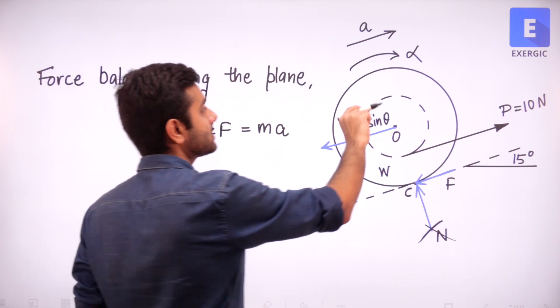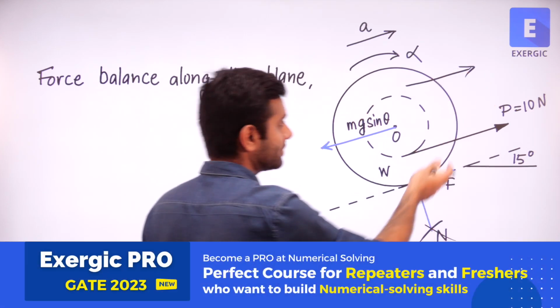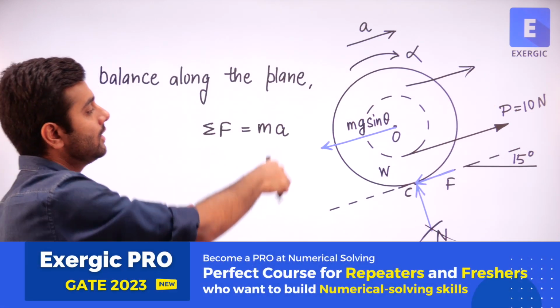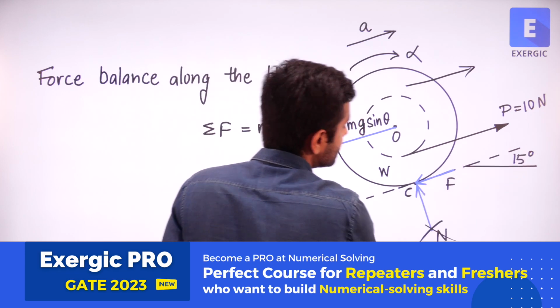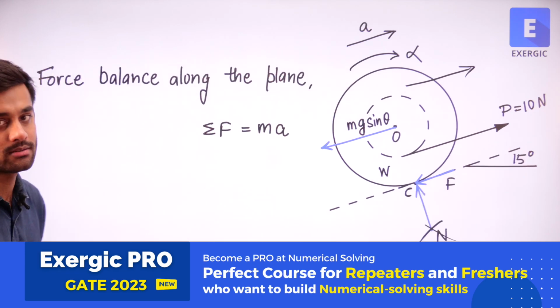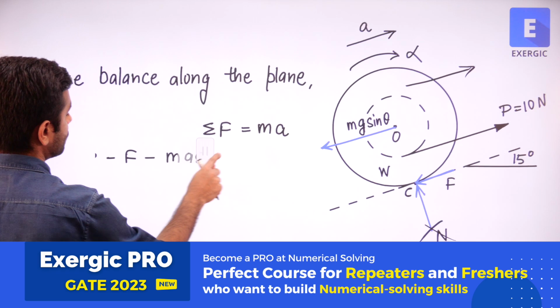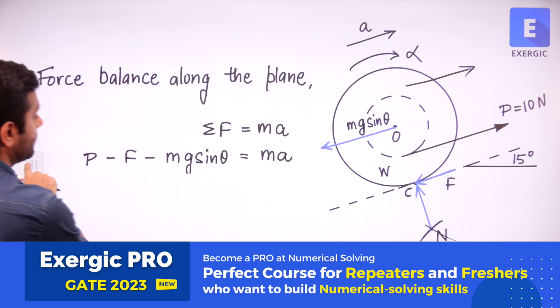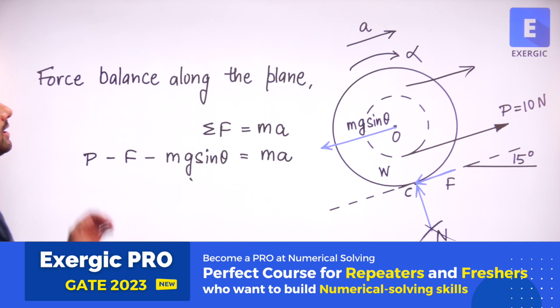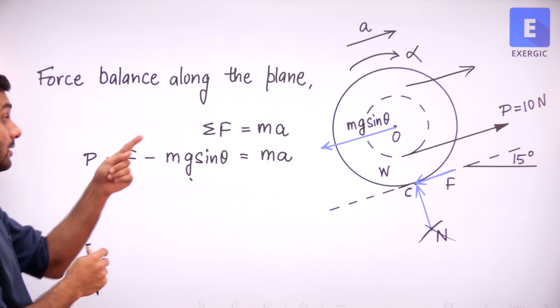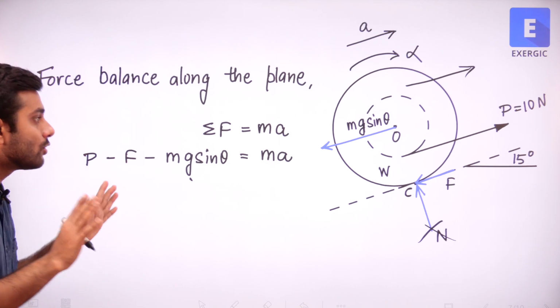So if we consider this direction as positive, what will happen? P minus mg sin theta minus F is equal to mass multiplied by acceleration, correct? That's what is going to be written here: P minus F minus mg sin theta is equal to ma. The value of P is known to us, 10. F is not known to us.